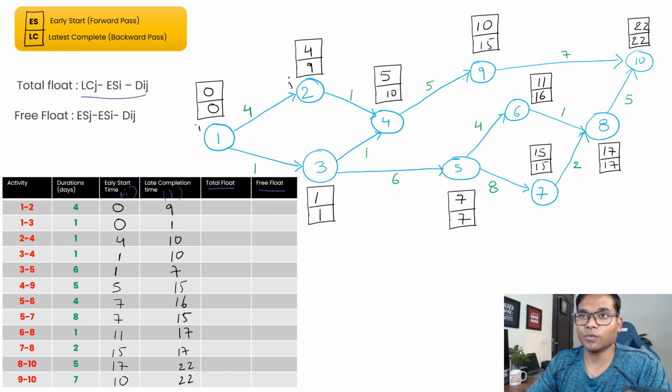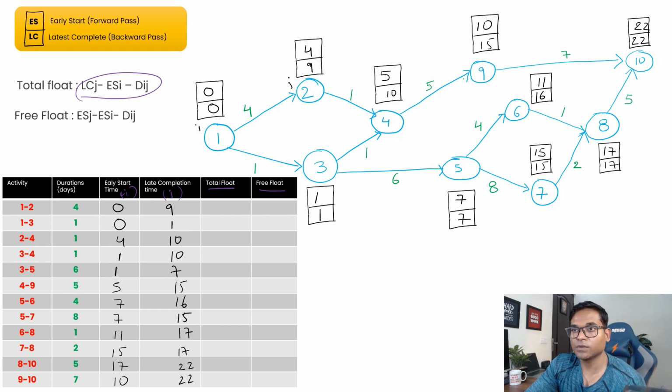For total float, the formula is very simple: LCJ minus ESI minus duration, right? So we'll start by calculating the total float for each one. The total float for activity 1 to 2 is basically LCJ, this is J and LC is this one. So 9 minus 0 minus 4, where 4 is your duration and 0 is your ESI, which is equal to 5.